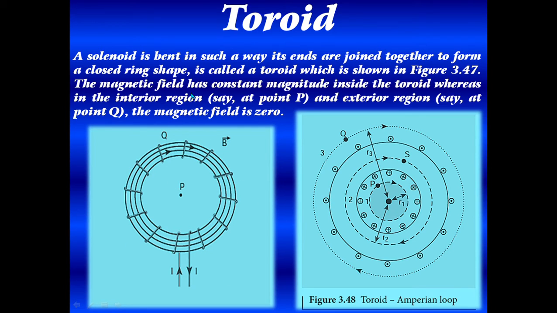The magnetic field has constant magnitude inside the toroid, whereas in the interior region, say at point P, and the exterior region, say at point Q, the magnetic field is 0. That means in the open space inside the toroid, the magnetic field is 0, as well as outside the toroid, the magnetic field is 0. Now with the help of this diagram, we have to explain this toroid concept.